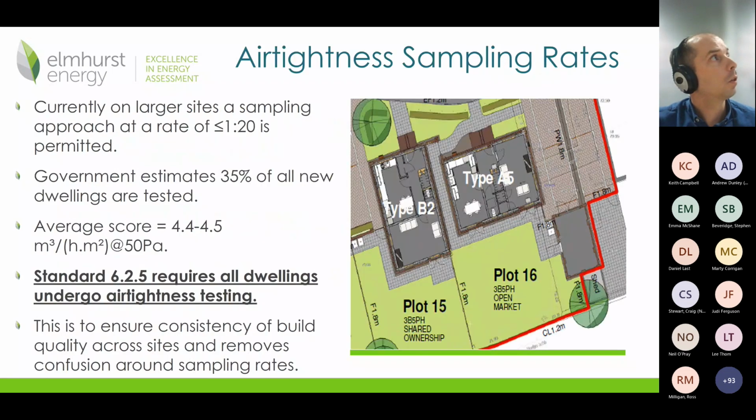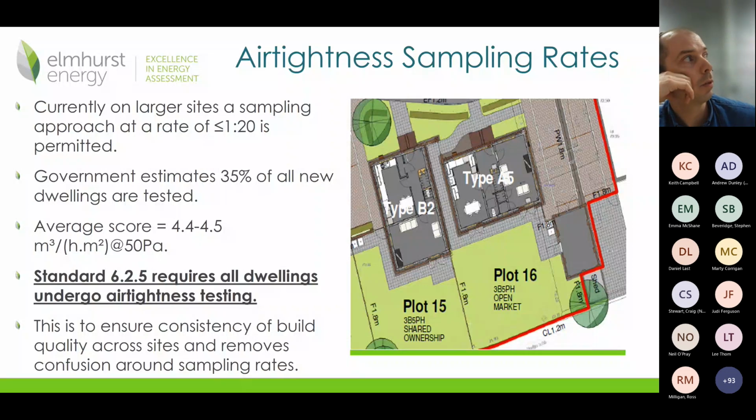So what's changed? Currently, on large sites, you can sample one in 20 dwellings in terms of air tightness, which is great for developers, I suppose, because it keeps the costs down, but it doesn't then mean that all of the dwellings that are not tested have a true picture of what their ventilation strategy is. And again, how can we be certain that the ventilation system they've got in is adequate? The government estimates only 35% of all dwellings are tested, with an average score between 4.4 and 4.5, which should mean that all new homes are having continuous ventilation, but we know that doesn't always happen.